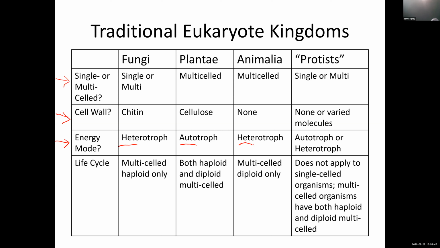Now, when we look at their life cycle, you're going to talk about this in lecture. So when we have sexual reproduction in these groups, you're going to see that there may be a multi-celled individual that is haploid, that is diploid, or that they might have both in the life cycle. So we'll come back to those categories later.